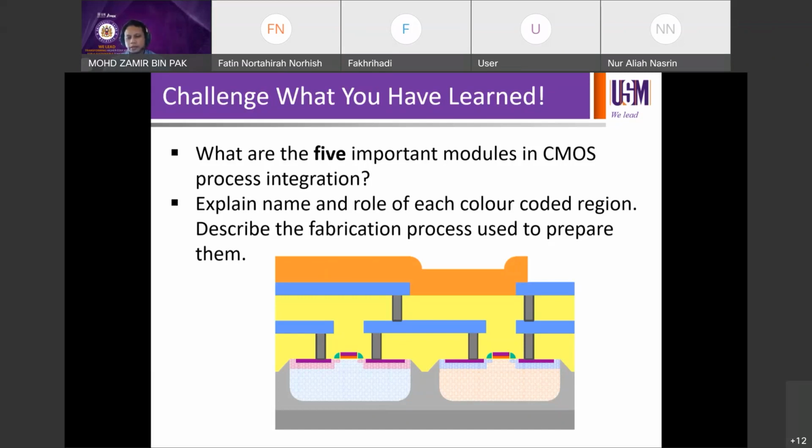Interconnects, the one that we're going to cover later today. And the last one, gate stacks, the most important part, the key of the device. Okay, you boleh tengok balik dekat link yang saya hantar dalam WhatsApp tu.